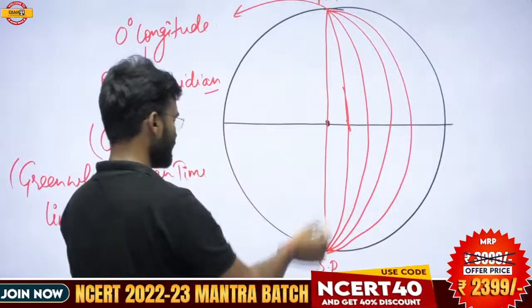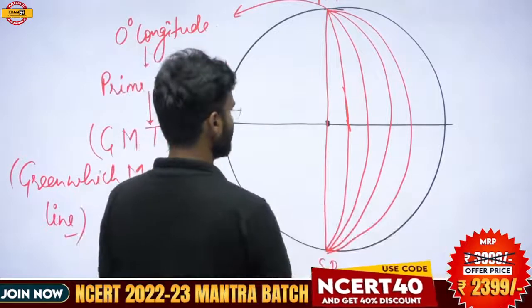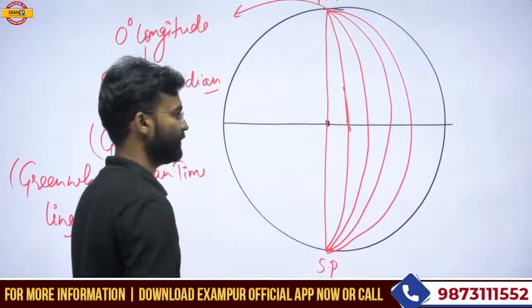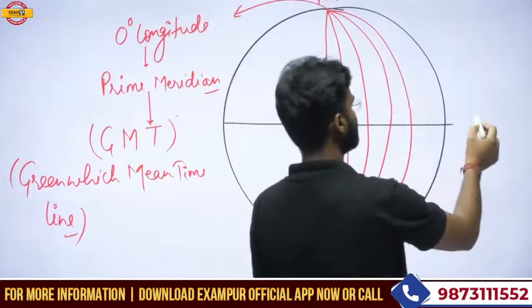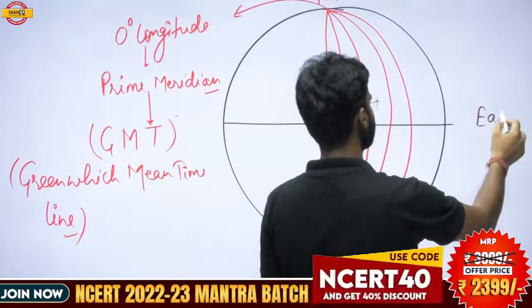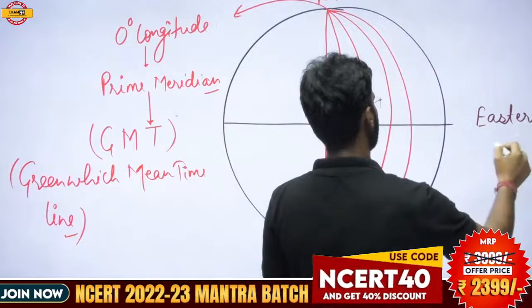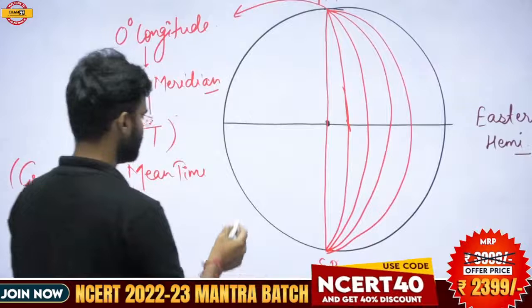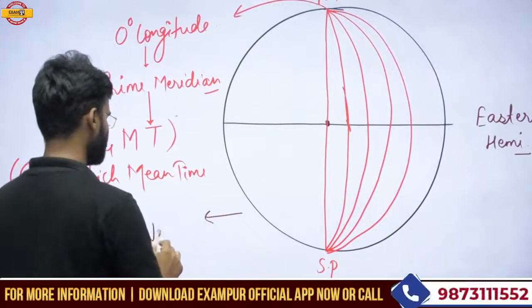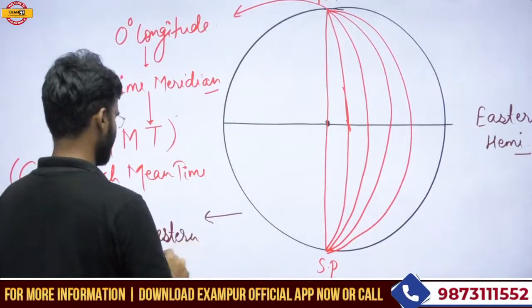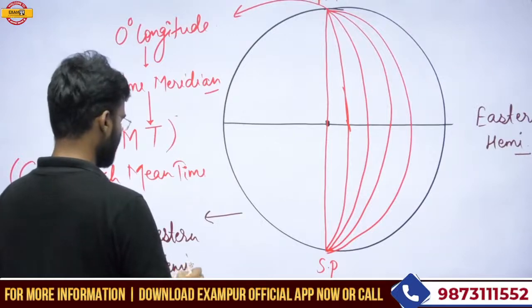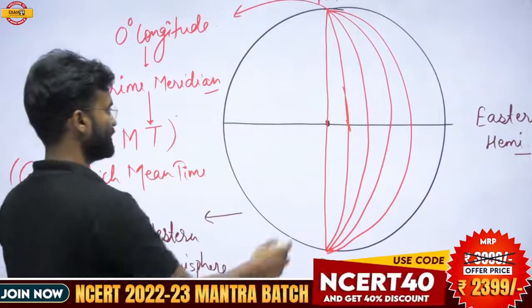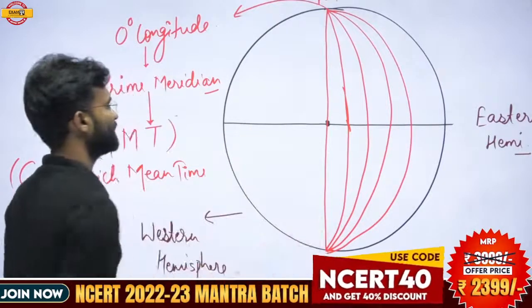And zero degree longitude divides the Earth into two different hemispheres vertically. The hemisphere which is located on this side is considered the Eastern Hemisphere. And the hemisphere which is located on this other side is called the Western Hemisphere. So, 0 degree latitude divides the Earth into the Northern and Southern Hemisphere. But 0 degree longitude divides it into the Eastern and the Western Hemisphere.